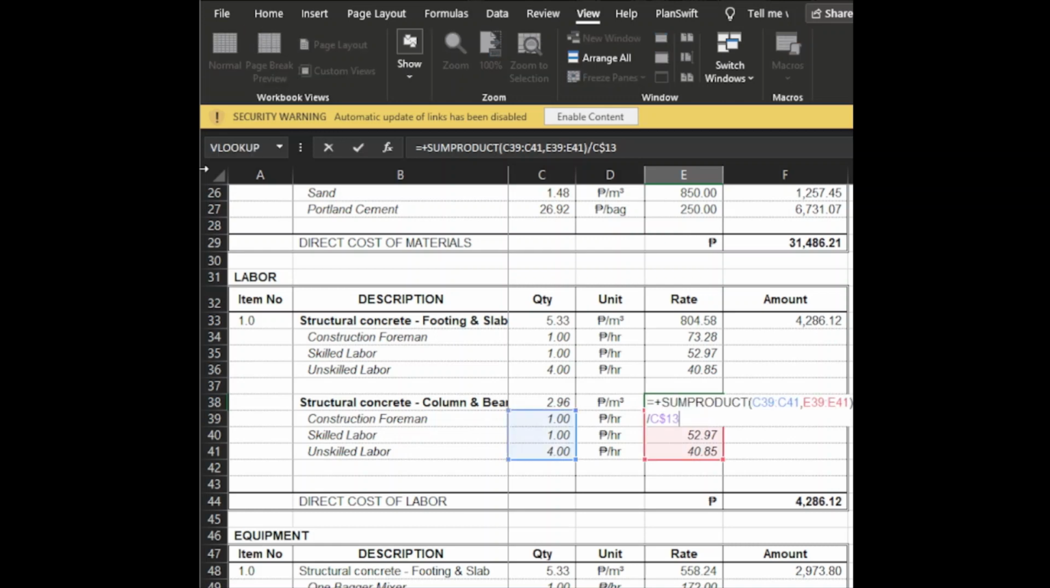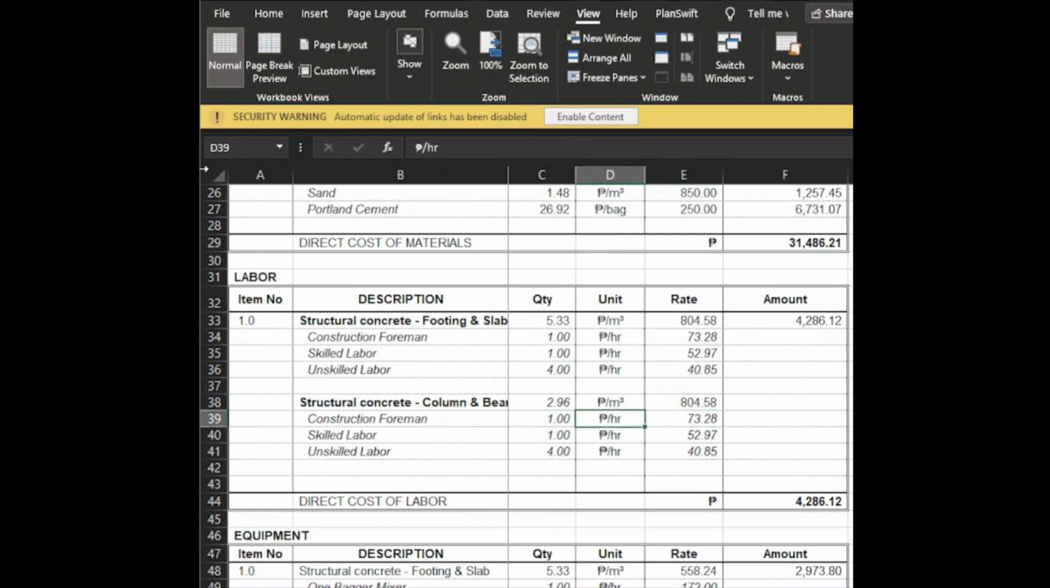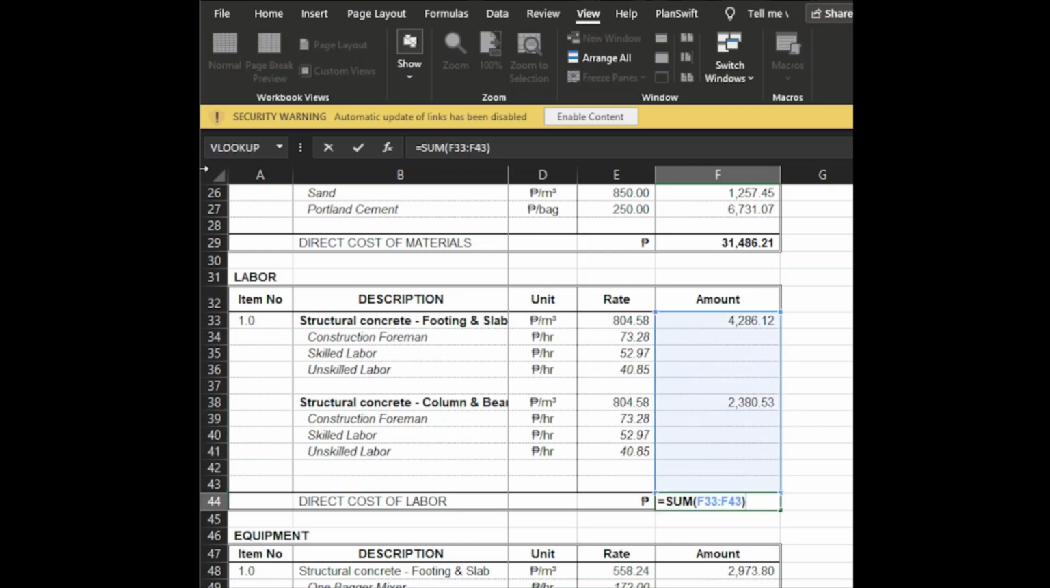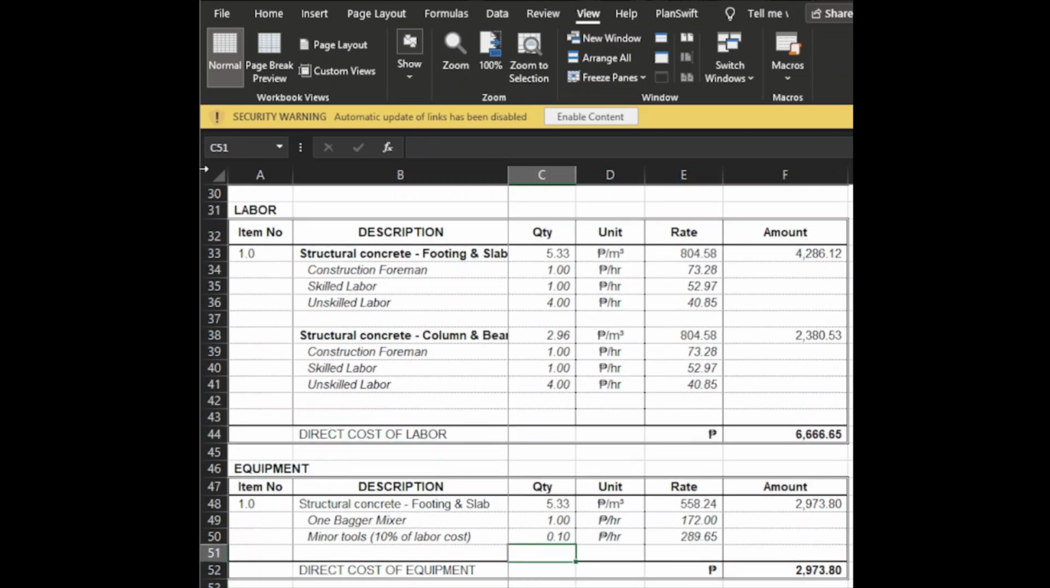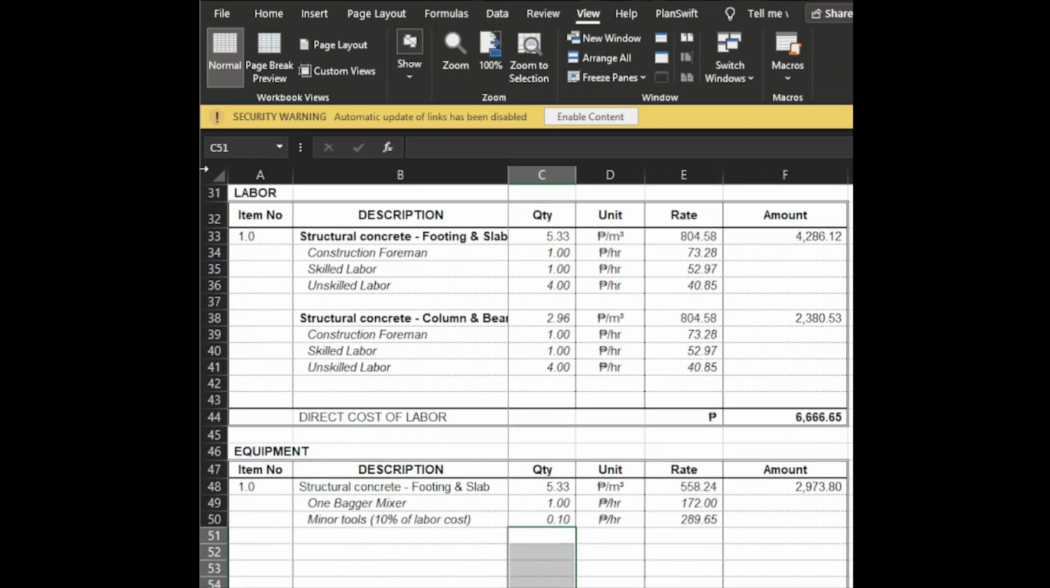Okay, 804. Why is it the same? Yeah, it's the same, but the total amount is different because the quantity is different. Okay, total 6,666.65. So our equipment, the same procedure, guys.